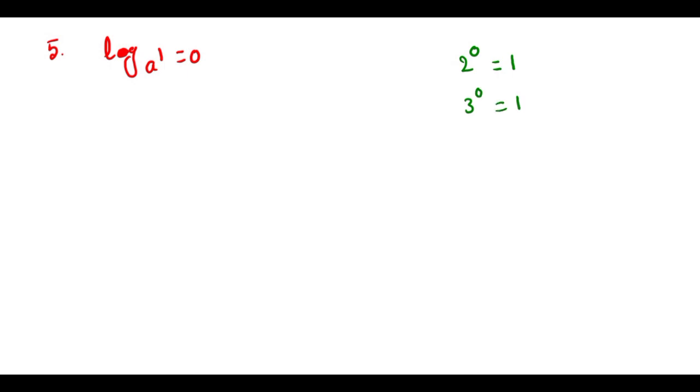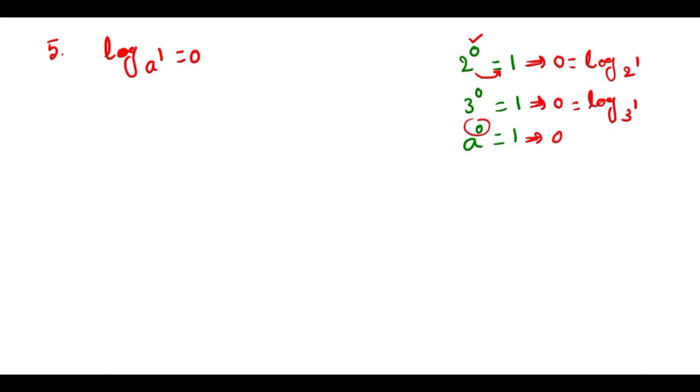That means a power 0 equal to 1. Anything power 0 equal to 1, you will learn very well in exponential. From this power, that power 0 equal to, you get log 1 base 2. Similarly, in this case 0 equal to log 1 base 3. Similarly, in this case here this 0 equal to log 1 base a. That means log 1 at any base, the result is 0.